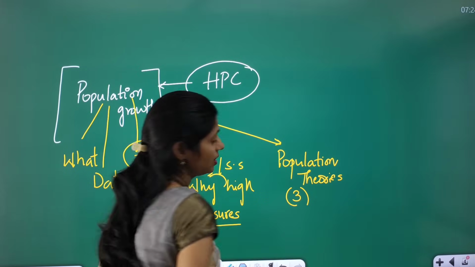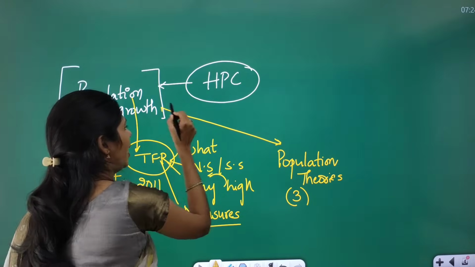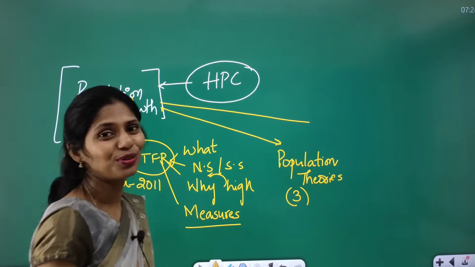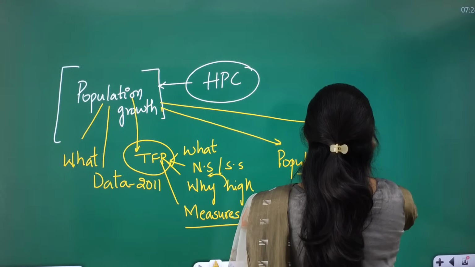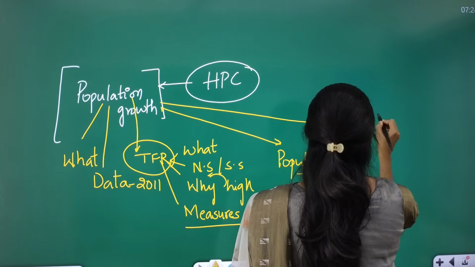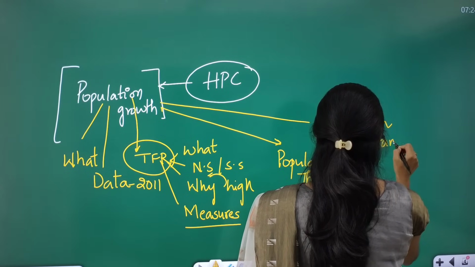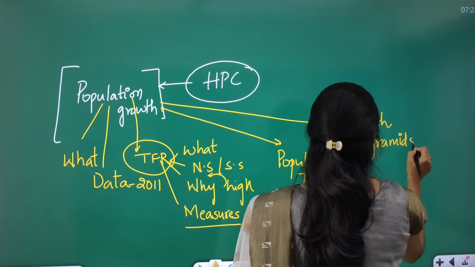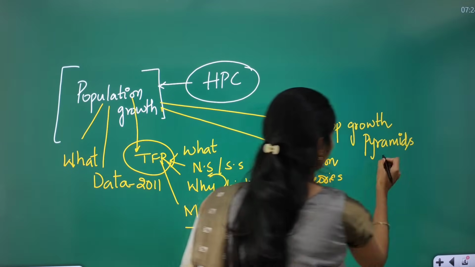So there are three theories you have to see. The very important one is Malthusian theory, and you have to see population growth pyramids, or you can call them age pyramids.